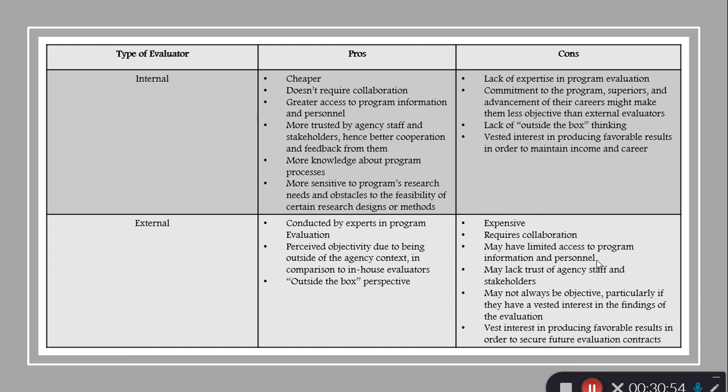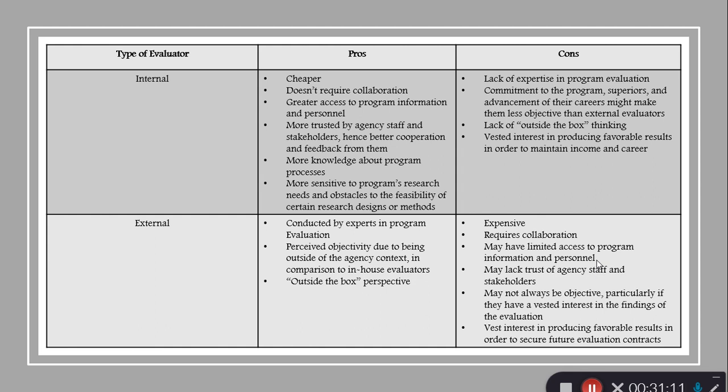In terms of internal evaluators, they tend to be cheaper. They tend to not require collaboration. Because they're on the inside, they tend to be more trusted by agency staff and stakeholders, and hence they're more likely to have better cooperation and feedback from them.